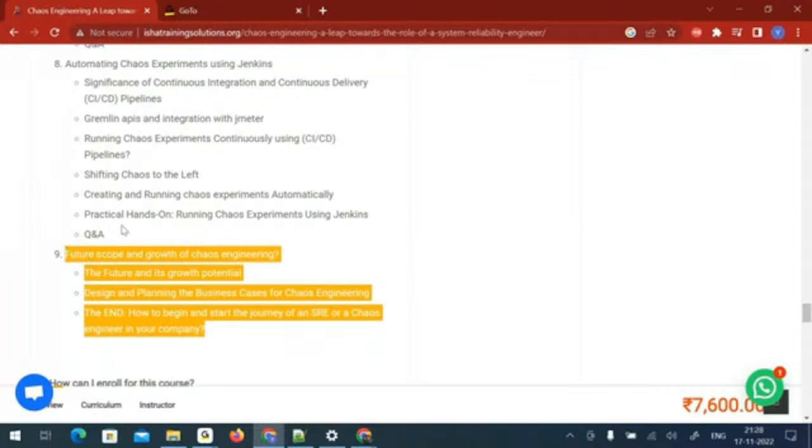Yeah. So this is module one, which is the introduction. Any queries, anyone? I can answer any query regarding what I said till now.